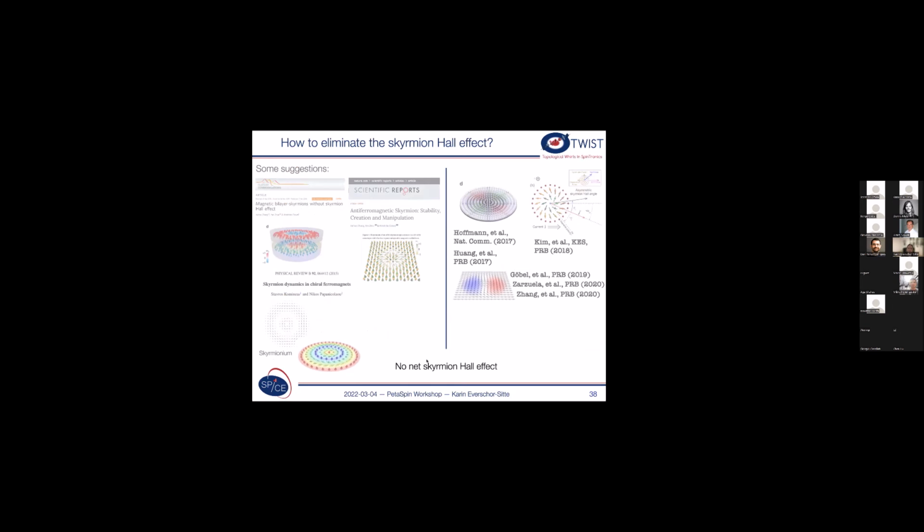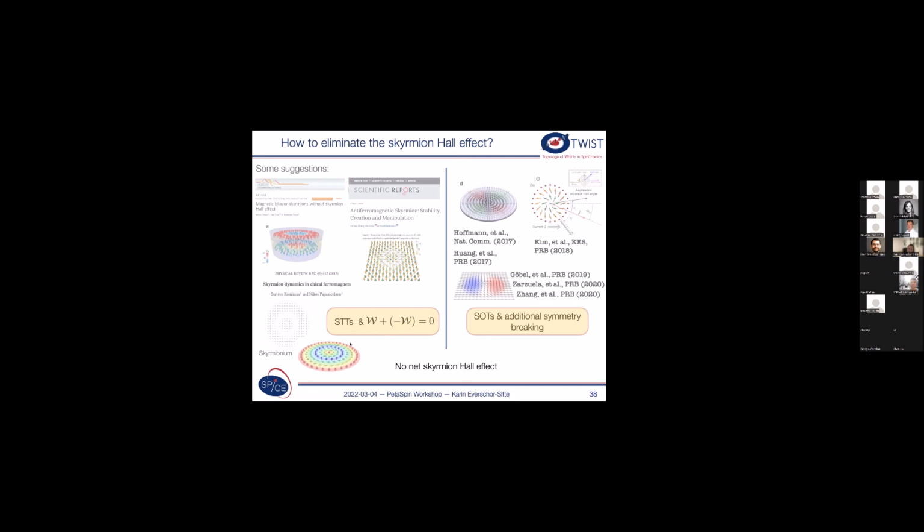So I have now basically discussed two different strategies for how to eliminate the Skyrmion Hall effect. One was using spin transfer torques, with the idea that you take two Skyrmions, or two magnetic structures, that are opposite in their winding number, and therefore the perpendicular forces cancel. And the other one is using spin orbit torques and an additional symmetry breaking.